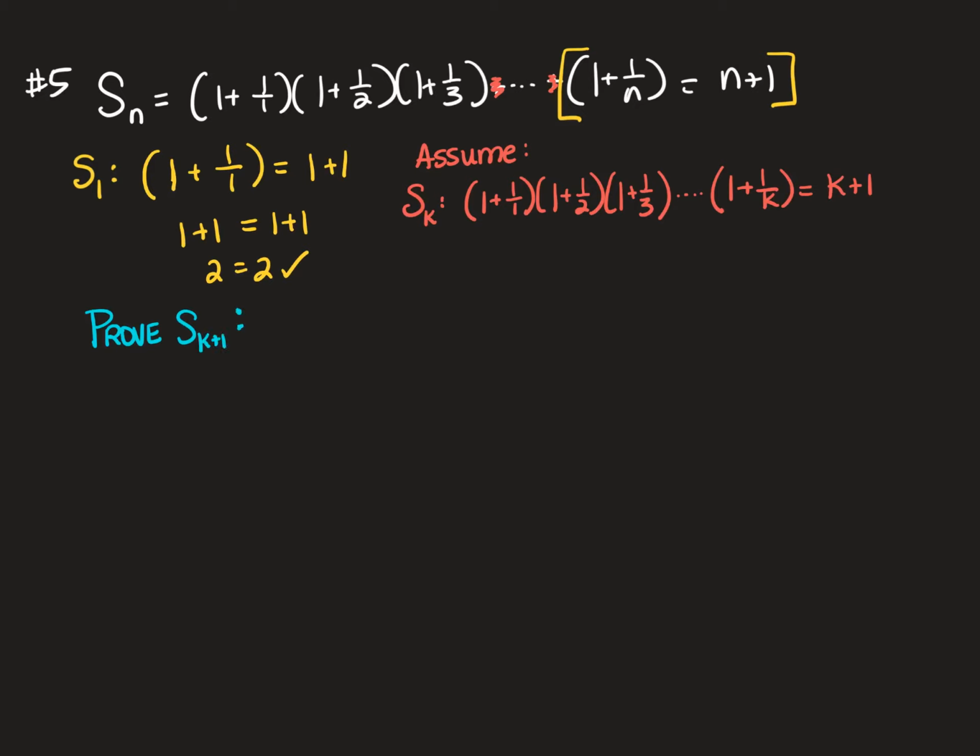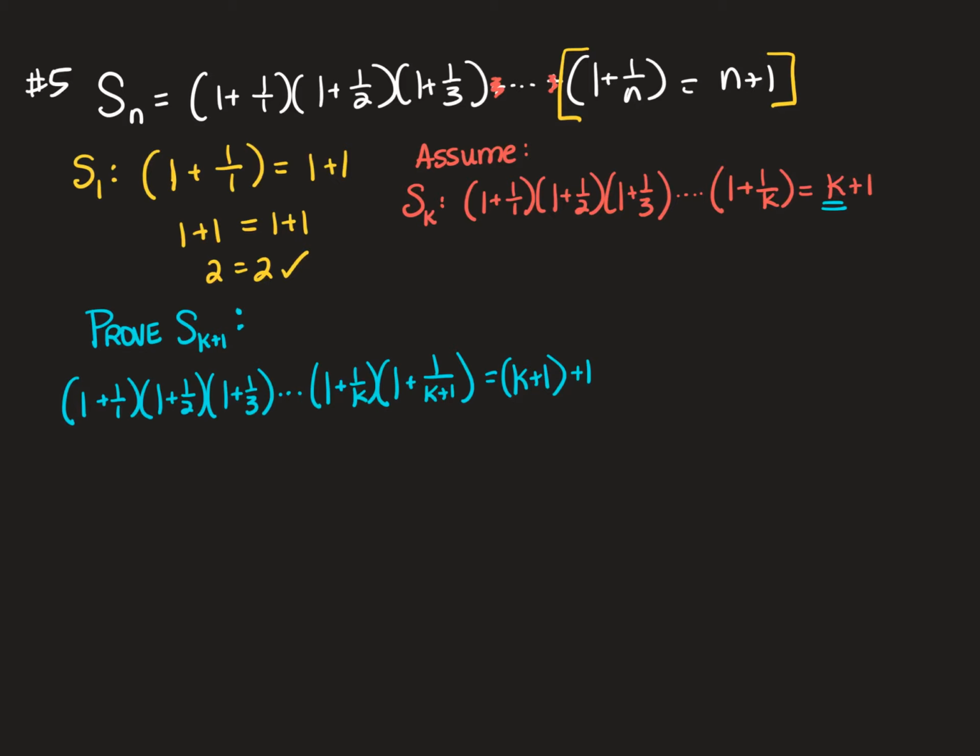So the last part of this then is to prove that this will work for the s sub k plus 1 case. So to do that, we have to actually write out what the s sub k plus 1 case is, and that's going to be 1 plus 1 over 1 times 1 plus 1 over 2 times 1 plus 1 over 3, all the way up to 1 plus 1 over k, and then we go one more term, so 1 plus 1 over k plus 1. And we want to show that's equal to, plug in k plus 1 for k here, so it'd be k plus 1 and then plus 1.